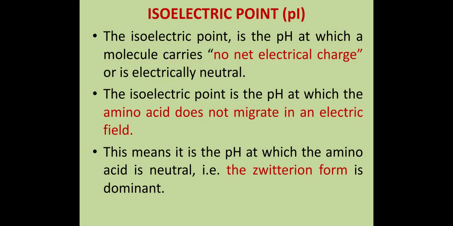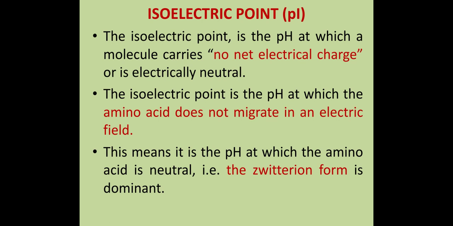Isoelectric point. The isoelectric point is the pH at which a molecule carries no net electric charge. Although the charges are present, they are balanced, thus we say that the net charge is 0. At the isoelectric point, the amino acid does not migrate in an electric field. This means that at this pH, the amino acid exists in the zwitter ion form.